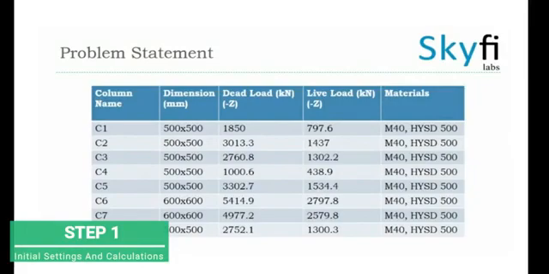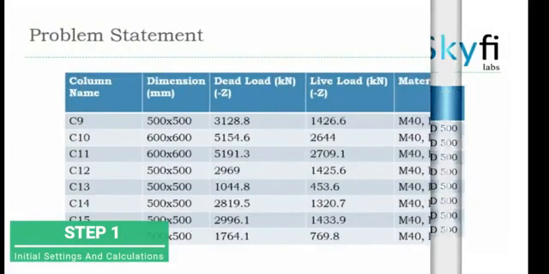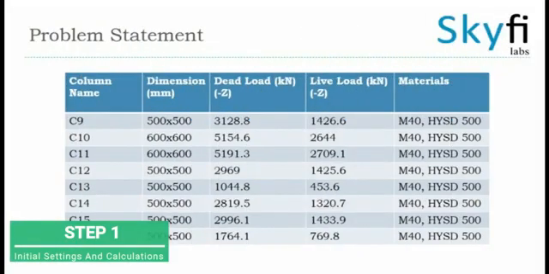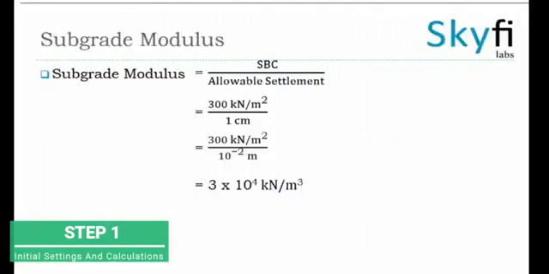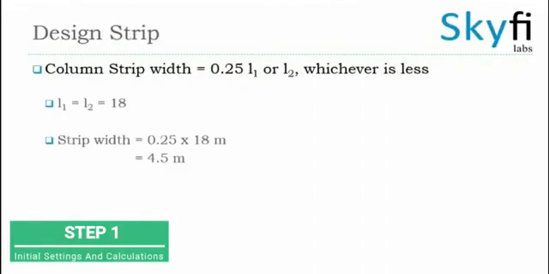Now this is the problem statement we got from our design problem. It is a footing size of 18 by 18 with a 2 meter extension on either side. This is how we have to find the subgrade modulus, and this is for the calculation for the design strip.